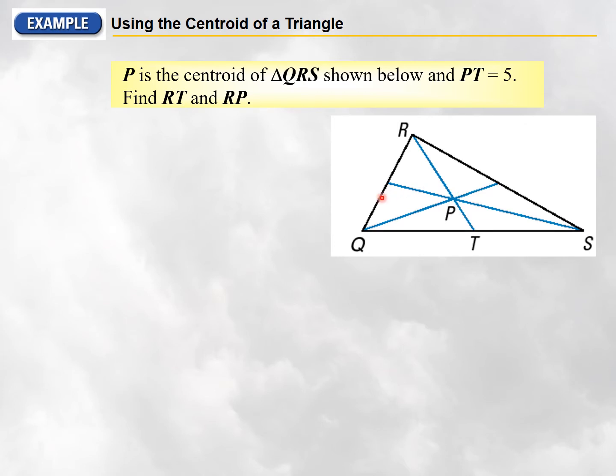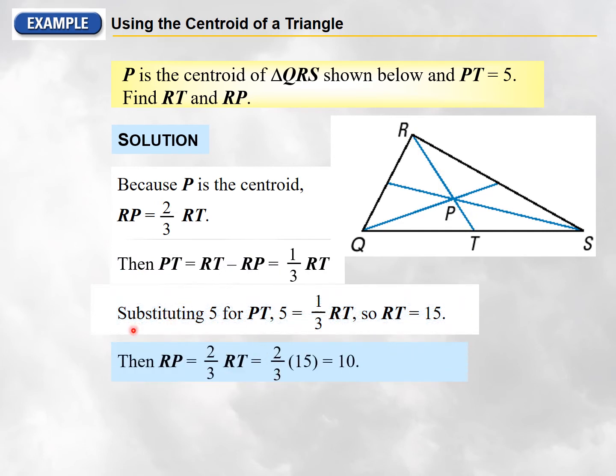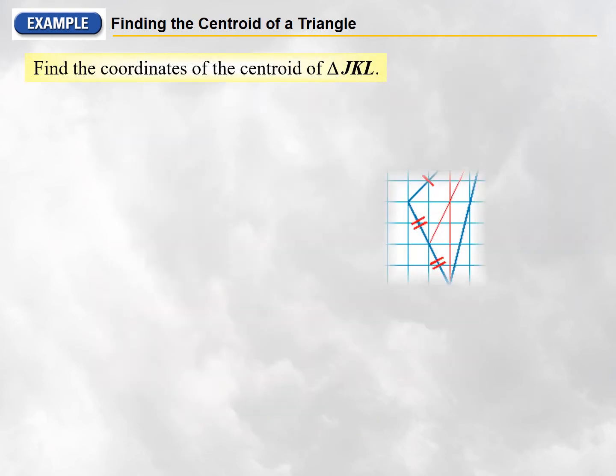P is the centroid of triangle QRS as shown below, and PT equals 5. Find RT and RP. We know P is the centroid, so RP equals 2/3 of RT, right? So we can write it like this. Your answer, you can find RP equals 10. If RP equals 10, we know RT should be equal to 15. Let's check the next example.